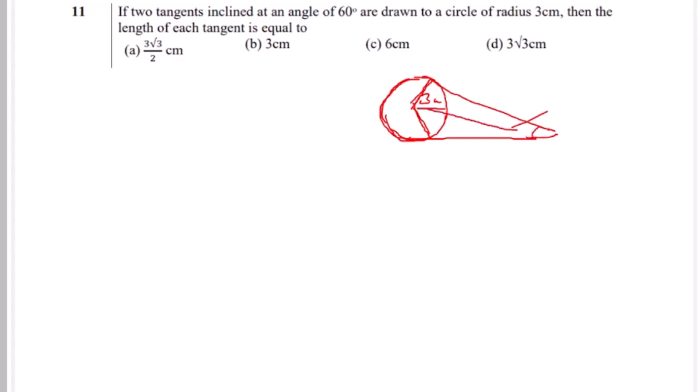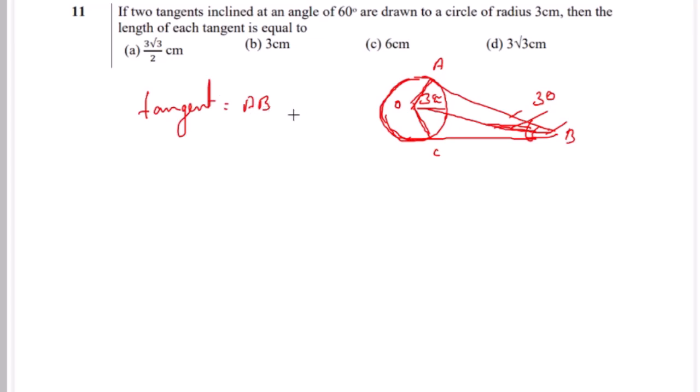From here to here, the whole angle is 60 degree. So this one must be 30 degree, because it bisects the whole angle of 60 degree. Now this radius we are given as 3 centimeter. Now what is the length of each tangent? Suppose this is O, A, B and C. AB is the tangent. Tangent is equal to AB.